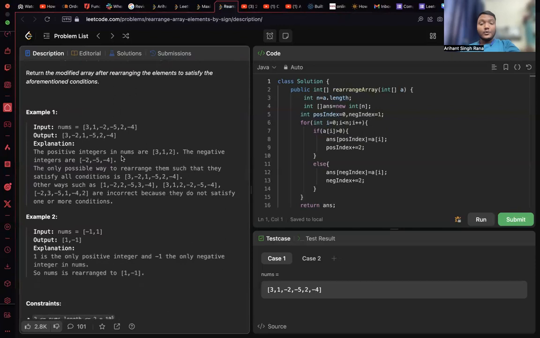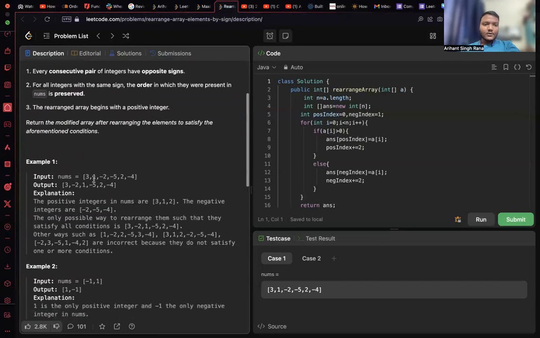Let me go through the example first so that you can get an even clearer understanding of what the question is trying to say and what we need to do. As you can see, it is an array of length 6, and we notice that there are three positive numbers and three negative numbers. So the quantity of positive and negative numbers is equal here.